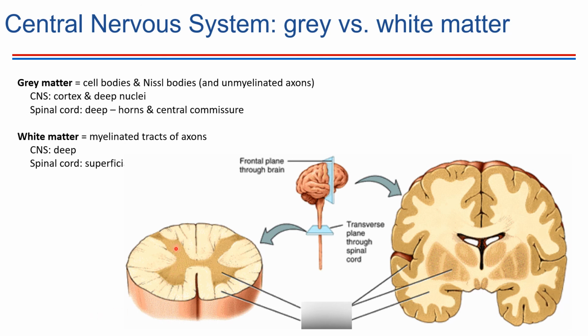So all of this stuff in here is going to be gray matter, and all of the white matter on the outside are going to be the tracts of the neurons going up and down the spinal cord. And we're going to hit those at the very end part of this lecture. That's just kind of a quick introduction to the central nervous system. Next up, we'll start looking at some of the individual parts of the cerebrum.